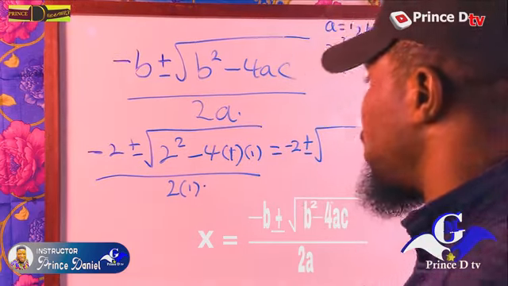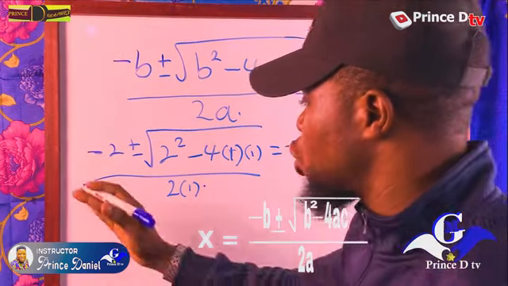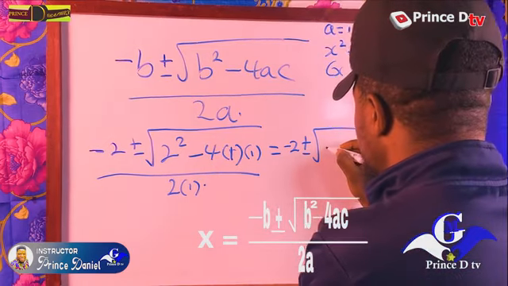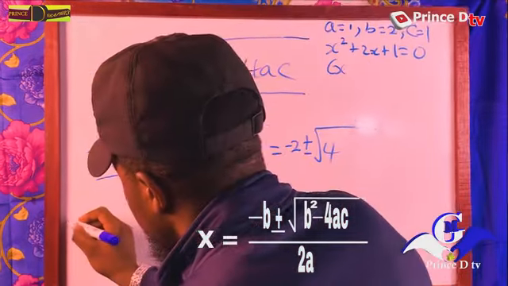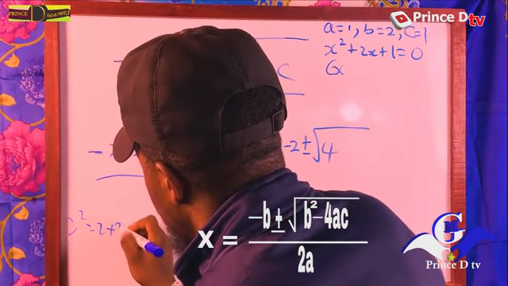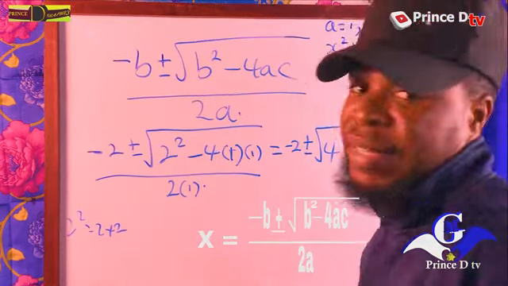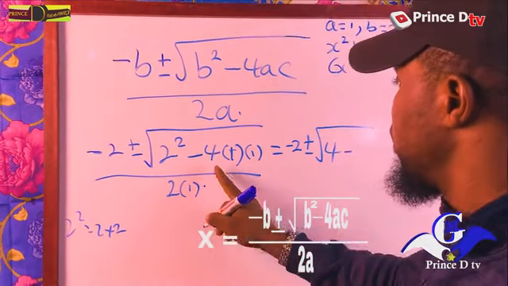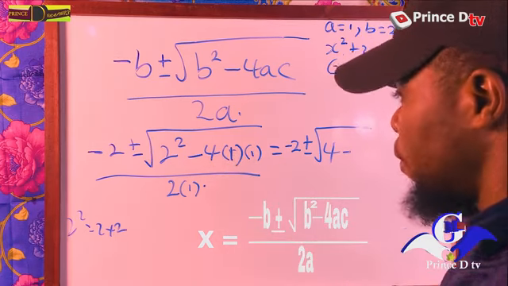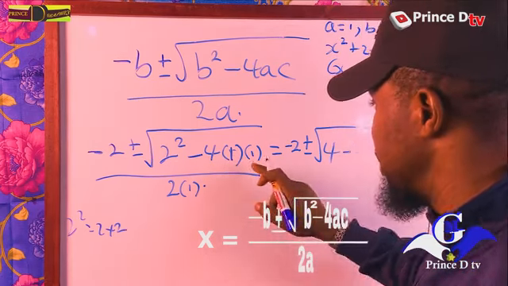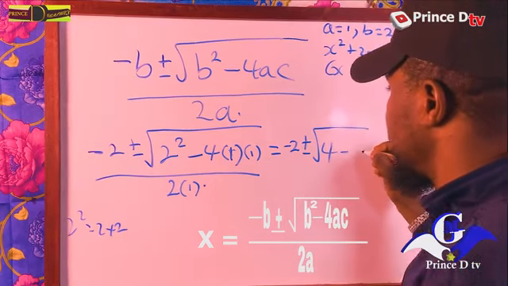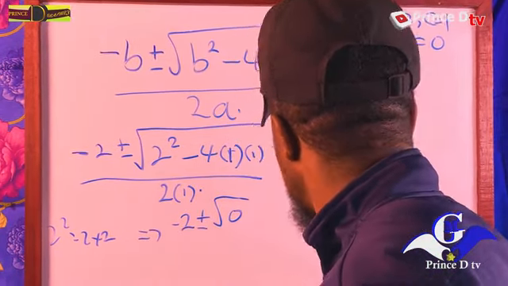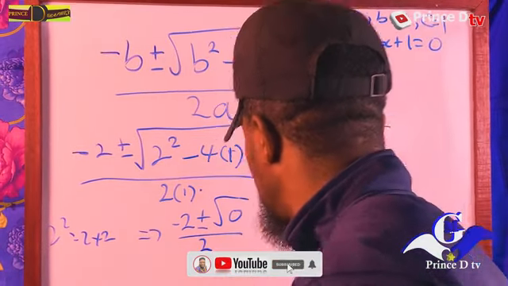Let's simplify what is under the square root sign. 2 squared is 2 times 2. 2 to the power 2 means 2 multiplied by 2 twice. That's indices. So the answer is 4. Minus 4 multiplied by 1, simply 4. Multiplied by another 1 is simply 4. So 4 minus 4 should be 0, all over 2.